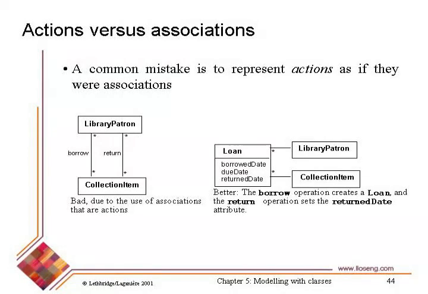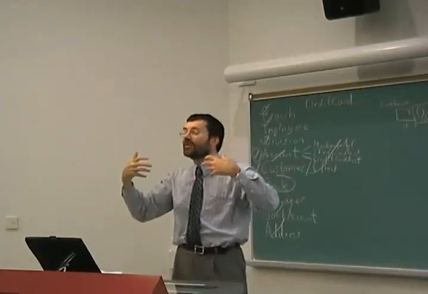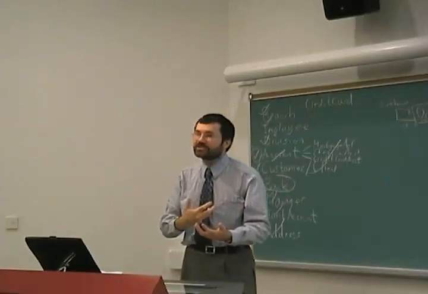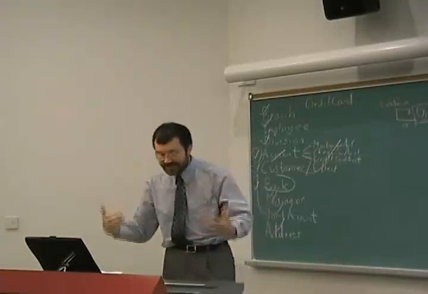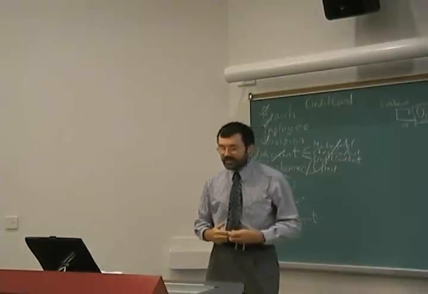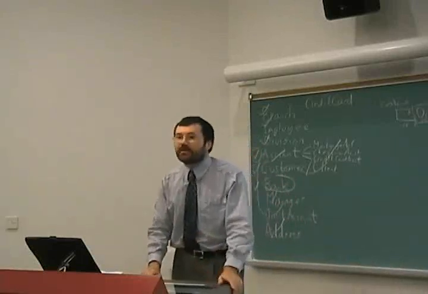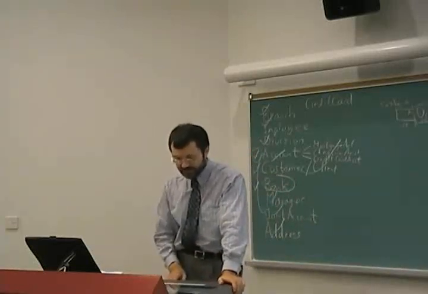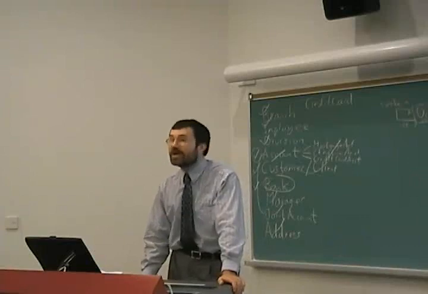The real model is what is shown on the right-hand side here, where we have an association class loan. The actions are things that are done to create a loan, to delete a loan, or to change the return date of the loan. Okay? So whenever you see verbs that are actions, doing verbs that do things, then think that's probably going to be operations. When you see verbs that represent state, then think maybe that's in fact an association.